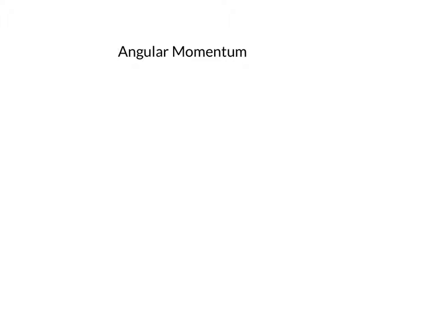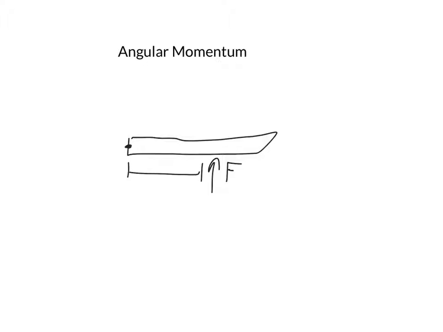So let's take an object. Use a rod. It's not even a uniform rod, that's okay. Let's give it a hinge. It'll rotate about that point. And let's apply a force to it, and that force is at some radius r.